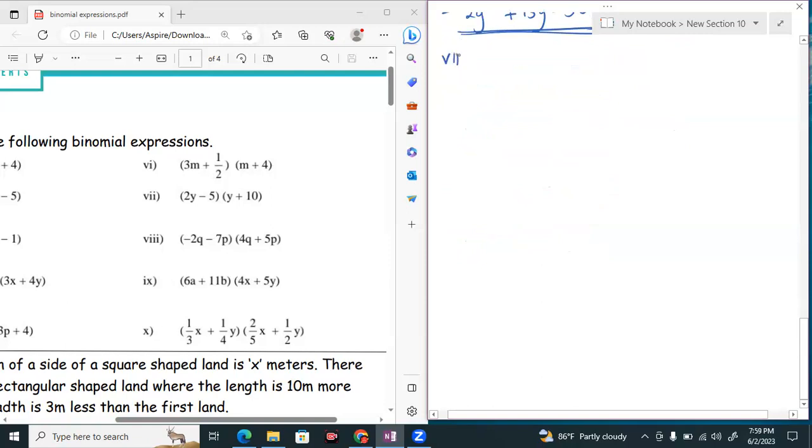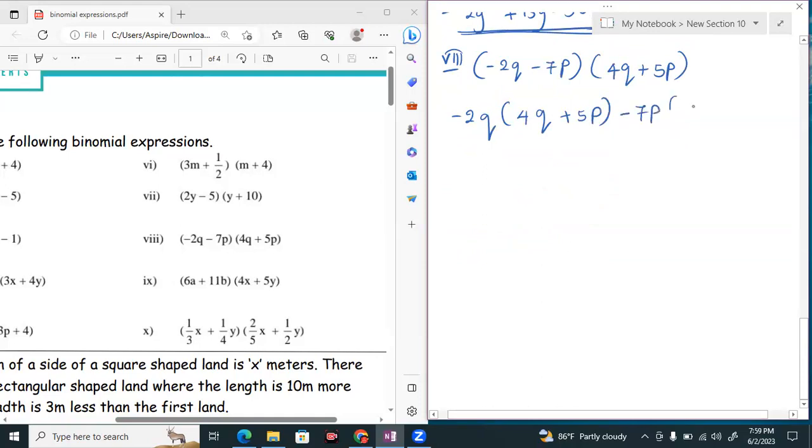Then 7, 8 question. It is negative 2q subtract 7p into 4q add 5p. Then negative 2q, 4q add 5p. Minus 7p, 4q add 5p. Then minus 2q times 4q, that means minus 8q squared. Minus 2q times 5p, it is minus 10pq. It is better to write pq, not qp.